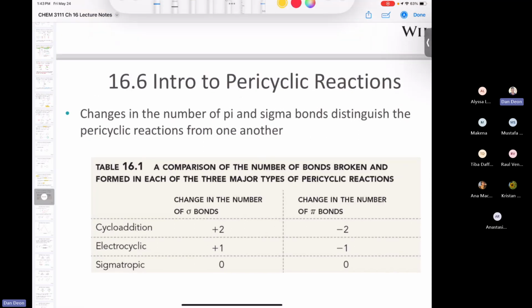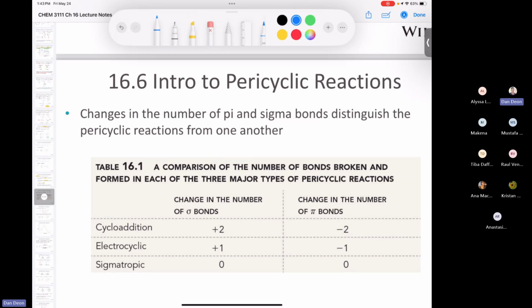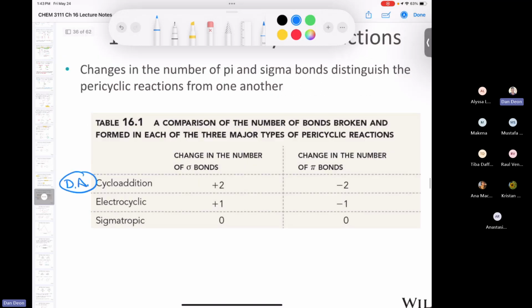The cycloaddition, which is again the one that we're interested in, the Diels-Alder is a cycloaddition. It involves the formation of two sigma bonds and the loss of two pi bonds. Electrocyclic, you gain a sigma, you lose a pi, and then in sigmatropic, you don't gain or lose anything. It's just a rearrangement, so to speak.